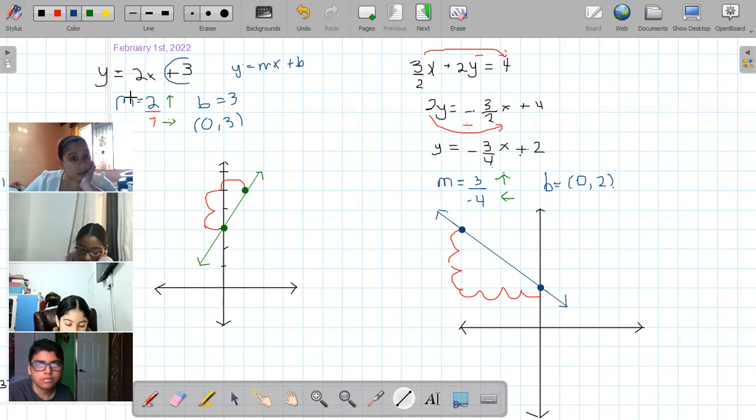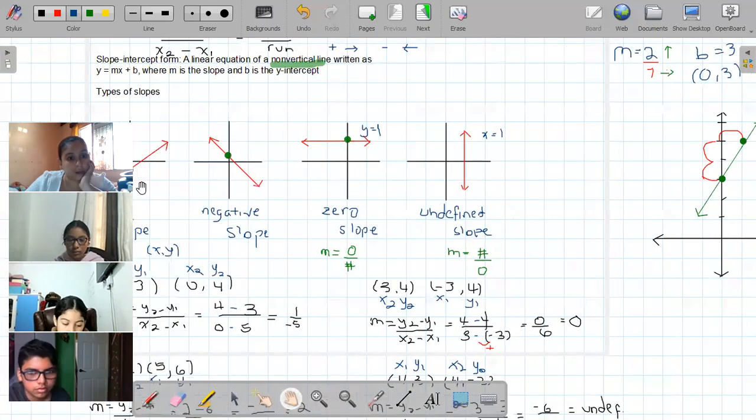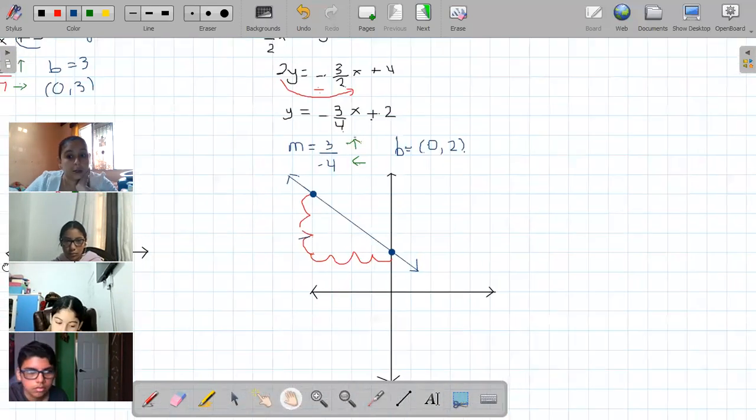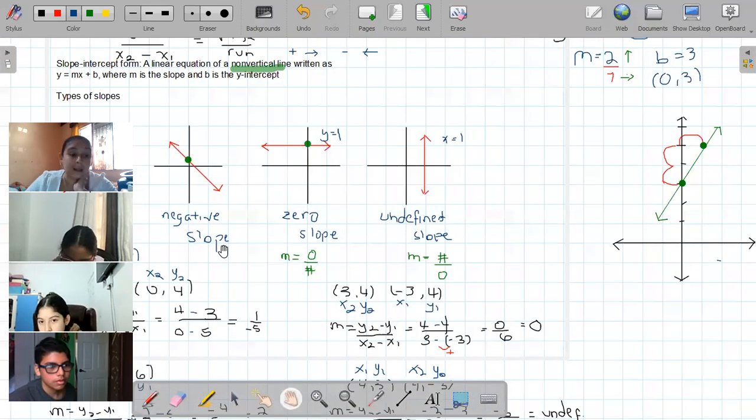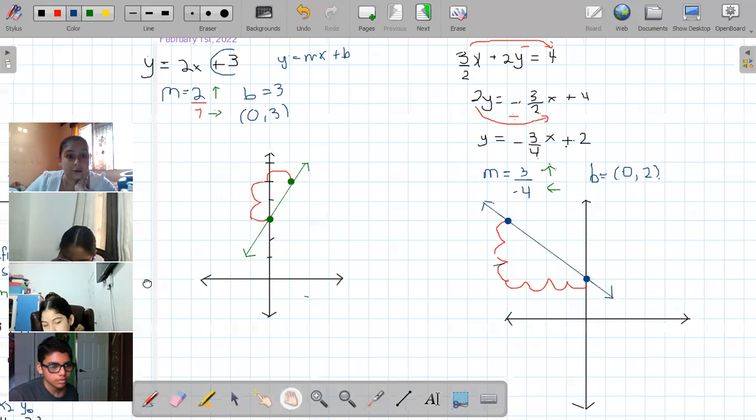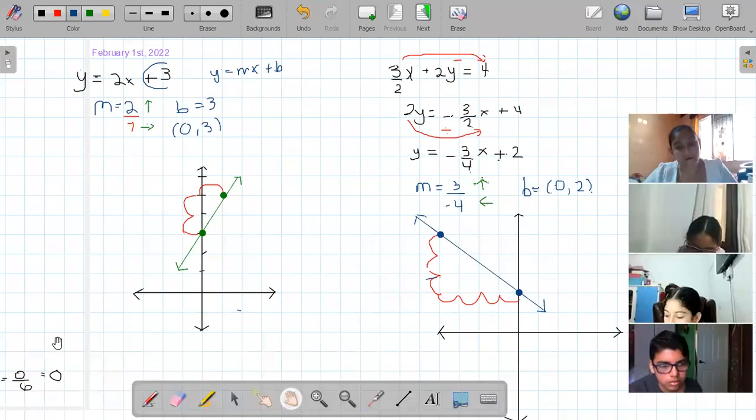And as you can see, this was a positive slope. Okay. This was a positive slope, and you can see positive slopes are inclined to the right. This was a negative slope, and negative slopes are inclined to the left. And that is how you use the slope-intercept form to graph. Any questions so far? Is there any question about this topic?